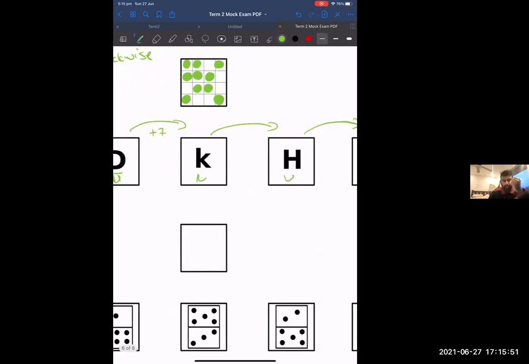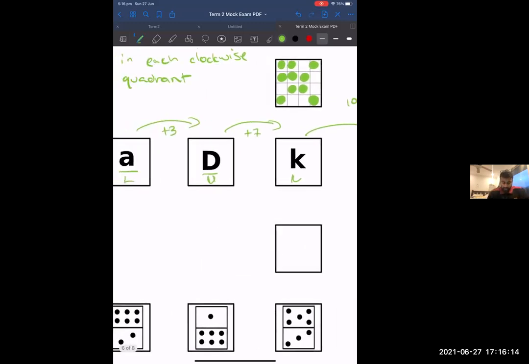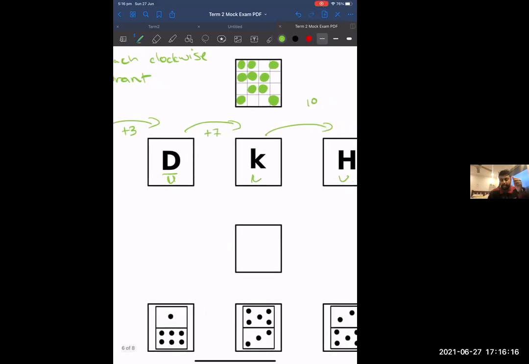And from K to H, it's H, I, J, K, L, M, N, O, P, Q, R, S, T, U, so far that's 10, V, W, X, Y, Z, A, B, C, D. Oh my gosh, I'm getting confused. So how many letters have we gone so far? From K it is H, I, J, K, L, M, N, O. I'll just do a tally. That's just going to be easier.